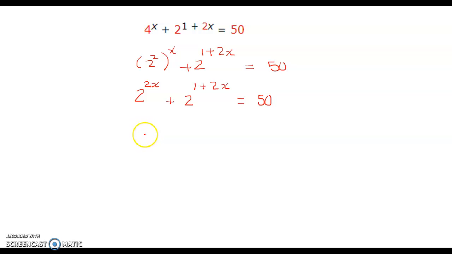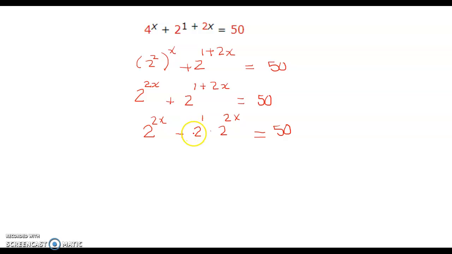So now what I would do is I would notice that in my second term on the left-hand side, I'm going to leave the first one as is for right now, but in the second term on the left-hand side, that is the same as 2 to the 1 times 2 to the 2x. We know that when we multiply like bases, we can add their exponents. So if I had 2 to the 1 plus 2x power, then I could separate that into 2 to the 1 times 2 to the 2x.